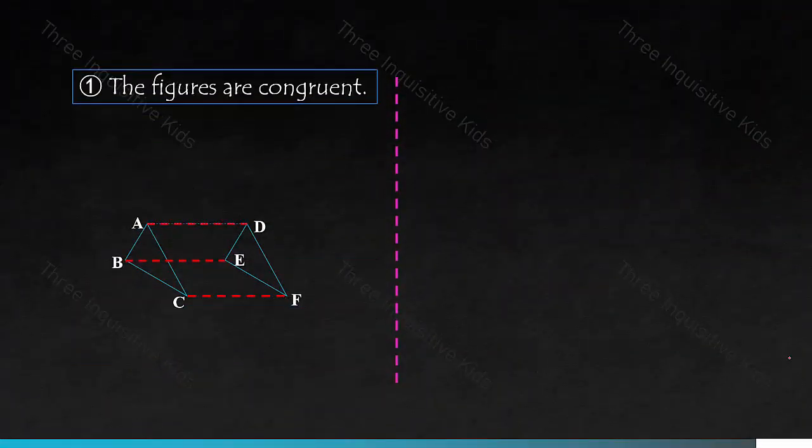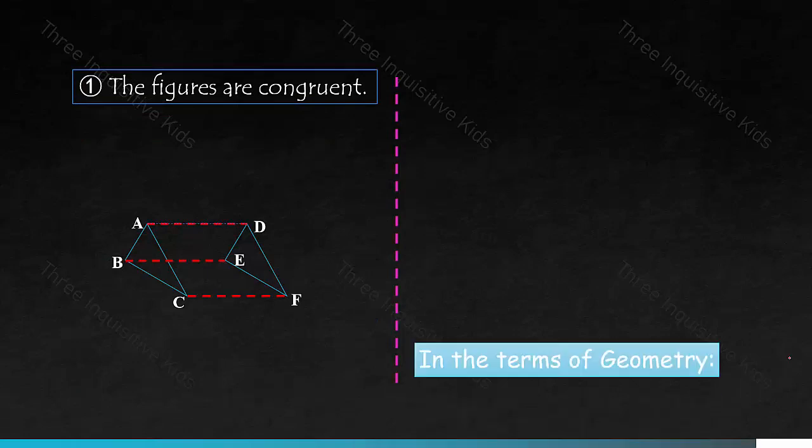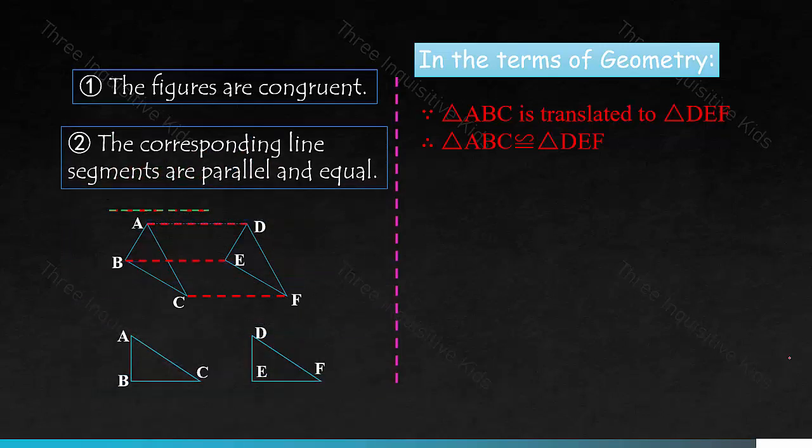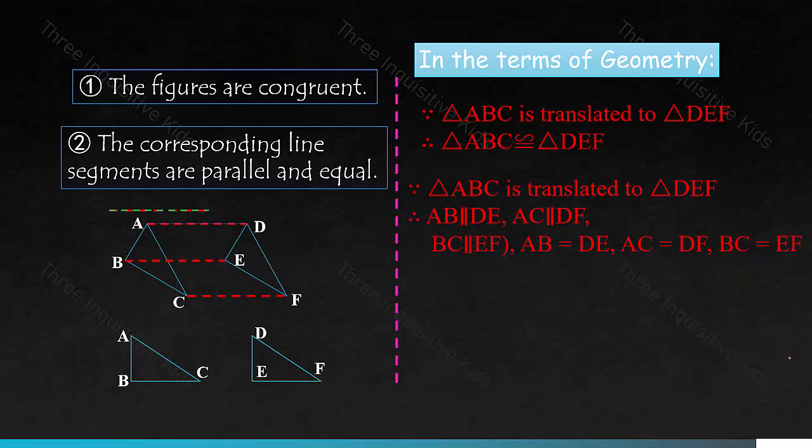We can see that the figures are congruent when you translate something. In terms of geometry, because triangle ABC is translated to triangle DEF, therefore triangle ABC is congruent to triangle DEF. The corresponding line segments are parallel and equal. Because triangle ABC is translated to triangle DEF, therefore AB is parallel to DE, AC is parallel to DF, BC is parallel to EF, AB is equal to DE, AC is equal to DF, and BC is equal to EF.